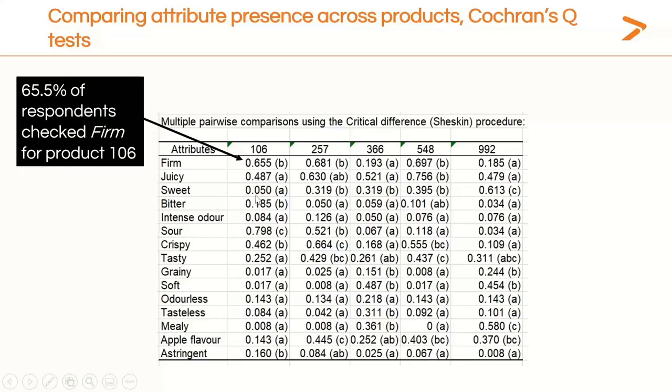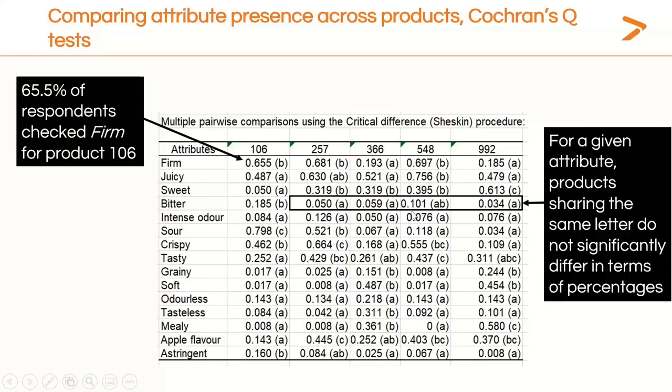Each product or each number is linked to a letter. What do these letters refer to? For instance, here for the bitter attribute, you see that all of these products share letter A in common. What does this mean? This means that the percentages linked to these products are not significantly different. There's a statistical test behind, named Cochran's Q test.